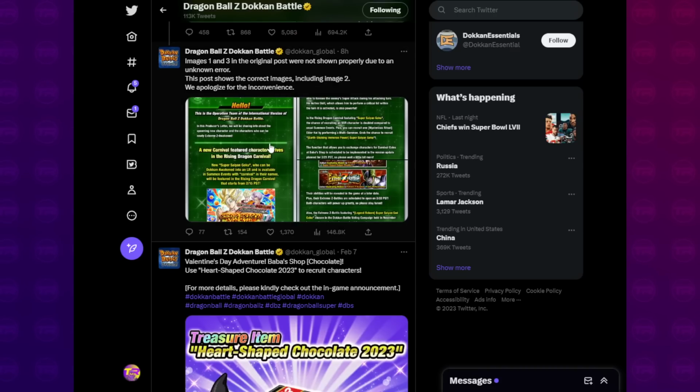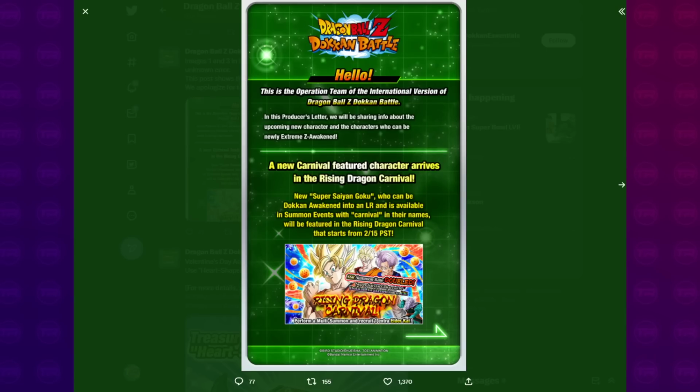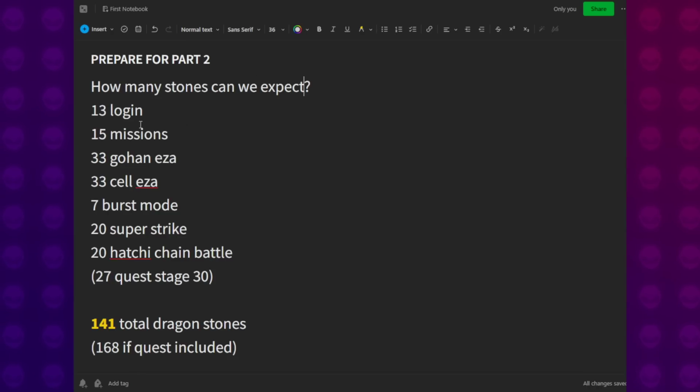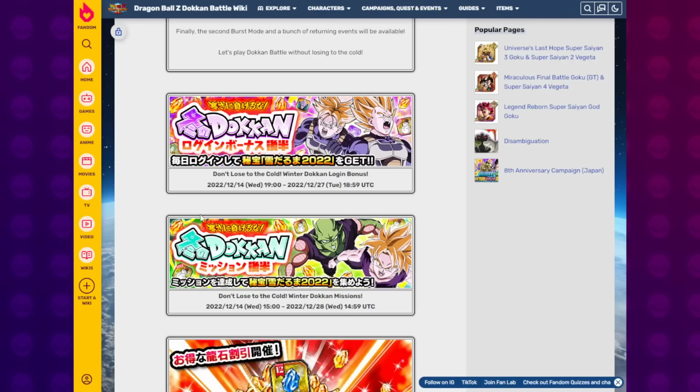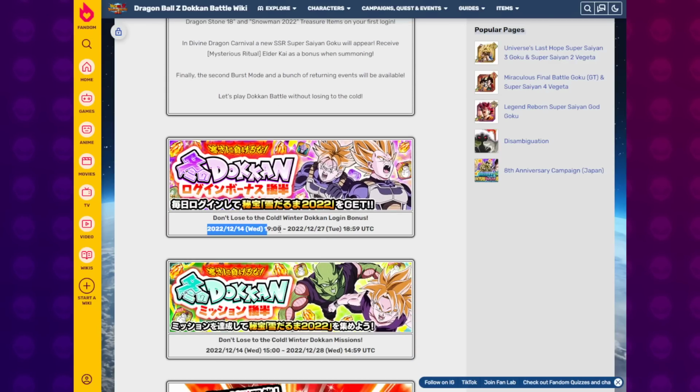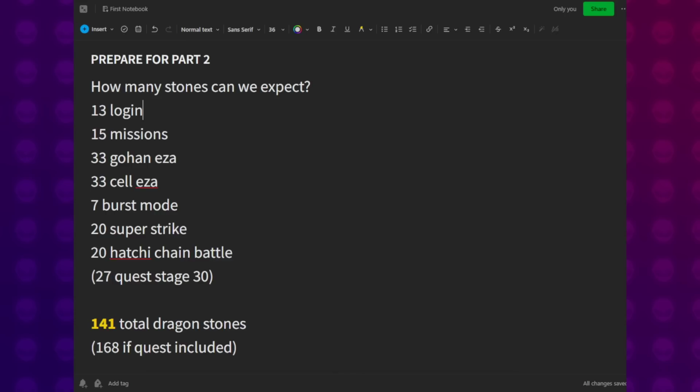Now let's take a look. Okay. So now let's take a look at how many stones we can be earning in part two. This is a very close approximation. I won't say it's totally inaccurate. I also won't say it's completely accurate, but it's pretty close. So if we just take a look at the celebration details for JP back when they had this in December, we can get a pretty good idea.